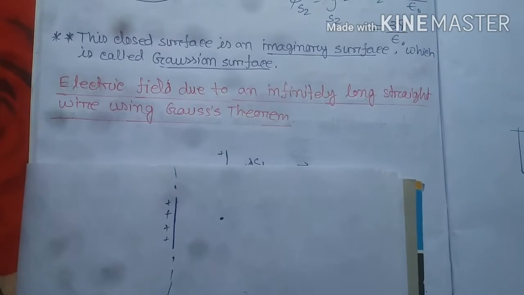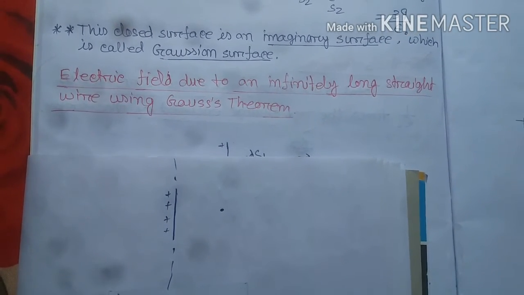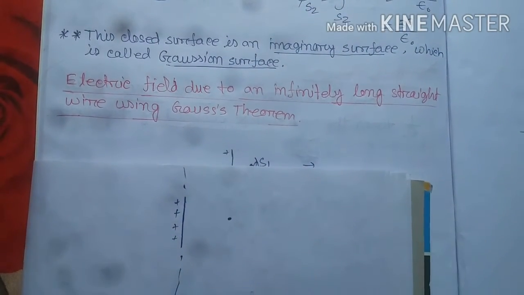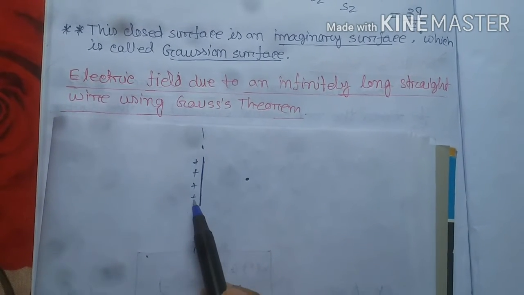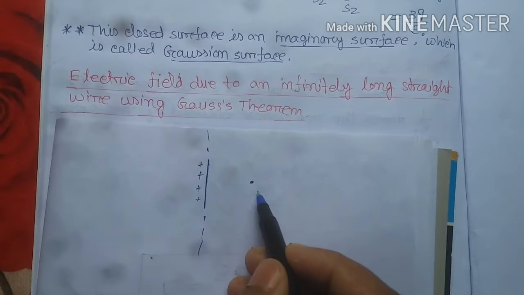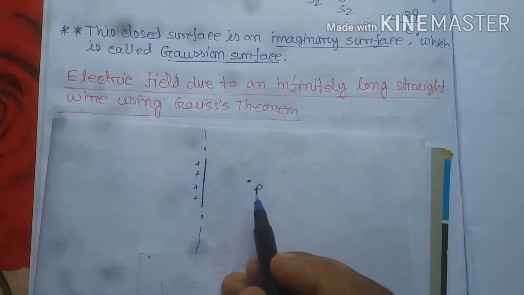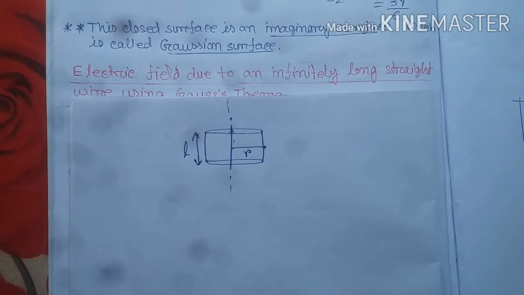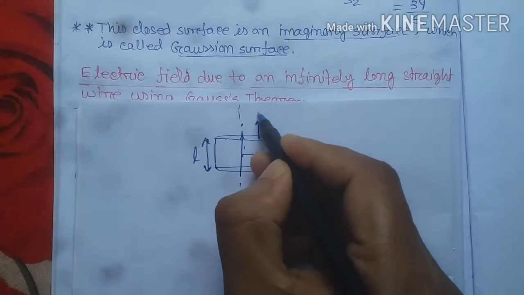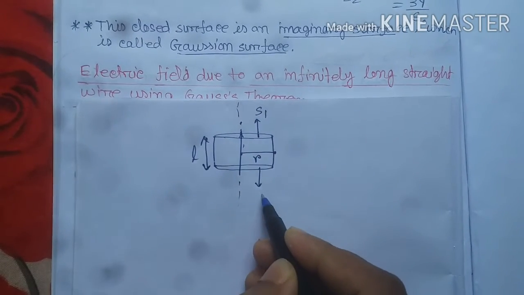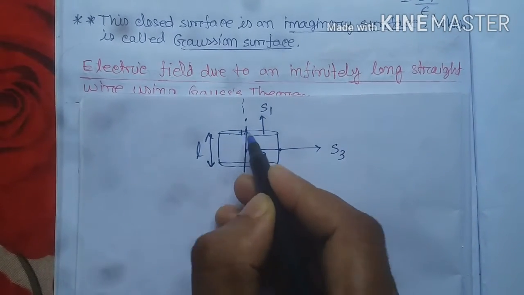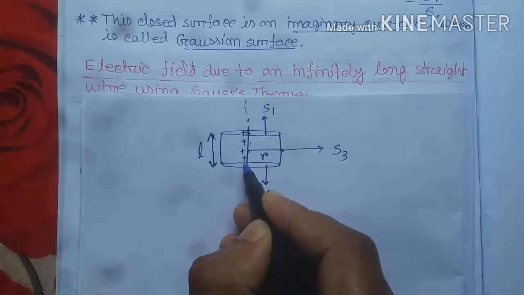Okay, here we are going to discuss an application of Gauss theorem, and we will calculate the electric field due to an infinitely long straight wire using Gauss theorem. Suppose this is an infinitely long positively charged wire, and we have to calculate the electric field at any point. Suppose this point P is where we are going to calculate the electric field. Here we have considered a Gaussian cylinder of radius r and length L. This surface is S1, this surface is S2, and this surface is S3, and the straight wire we consider is a positive charge.